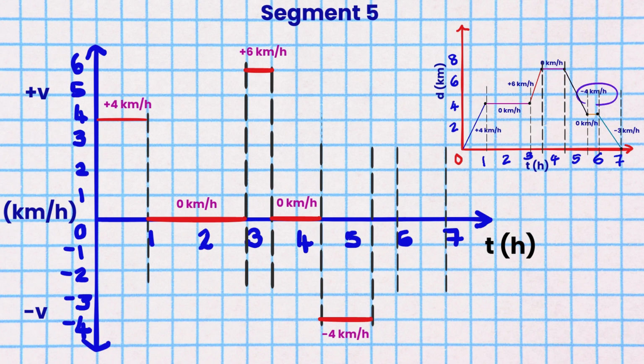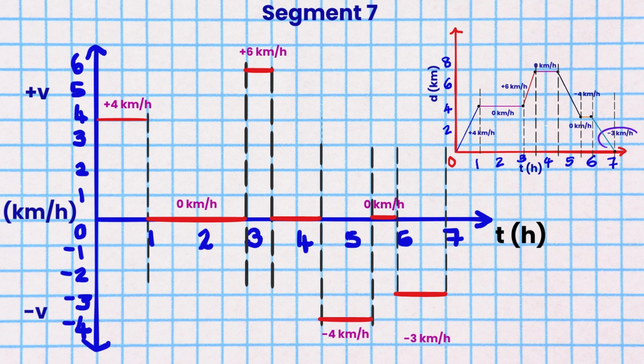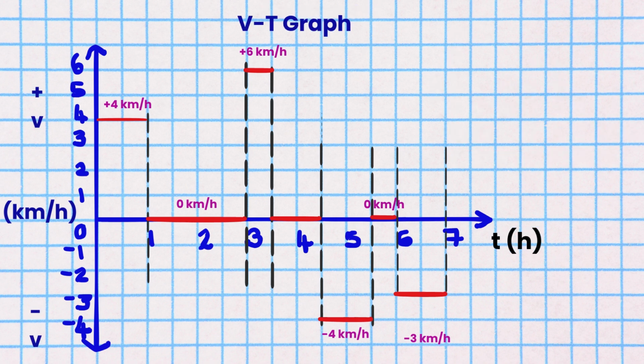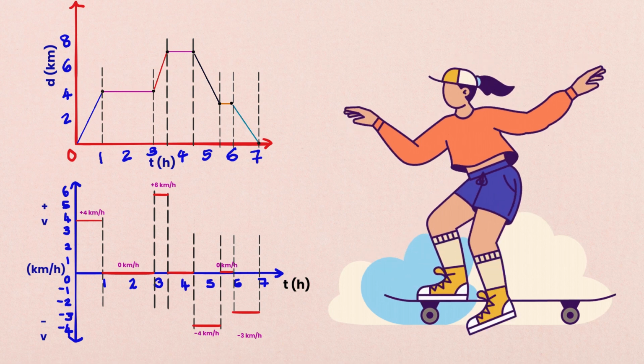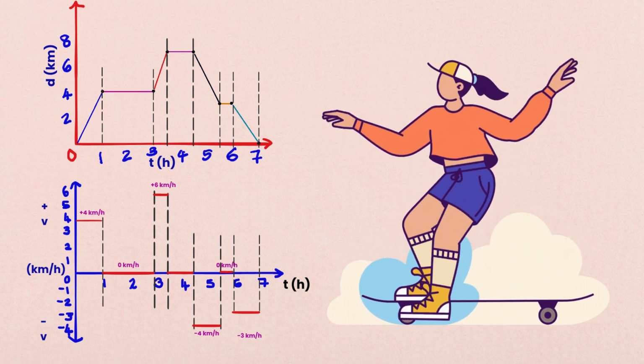For segment 5, draw a horizontal line at negative 4 kilometer per hour. For segment 6, draw a horizontal line on the time axis, indicating velocity is 0 kilometer per hour. For segment 7, draw a horizontal line at negative 3 kilometer per hour. So that will be our VT graph, which is derived from the DT graph. There you have it, converting DT graph to a VT graph made easy and fun.